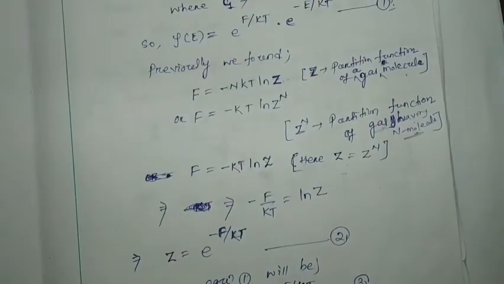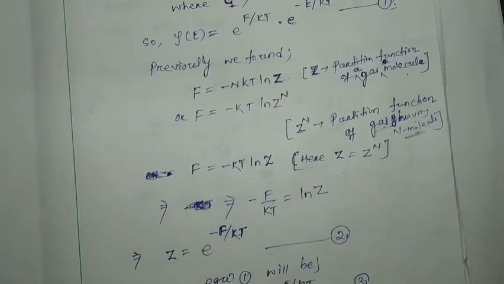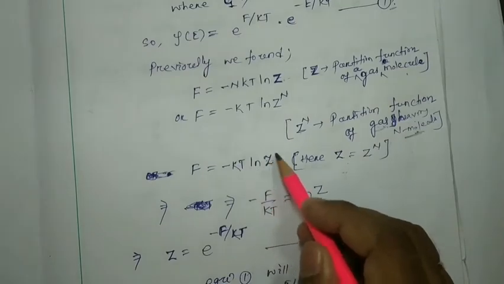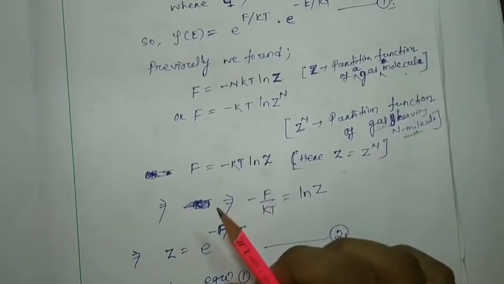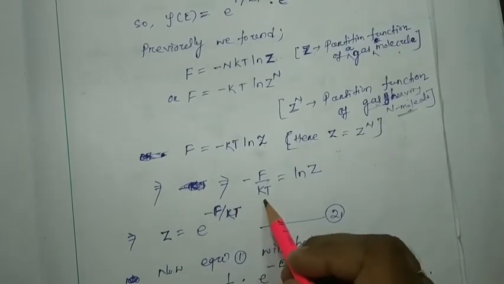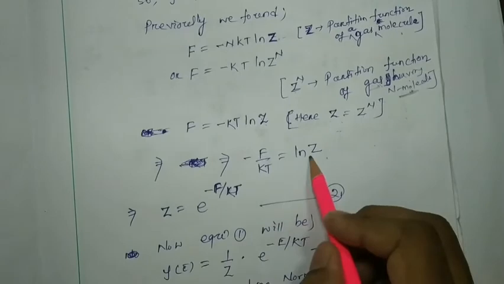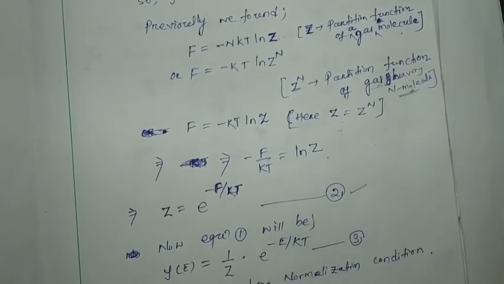Okay, so now we found f equal to minus kT ln z. Here z means z to the power N. That implies minus f by kT will be equal to ln z. Then z will be equal to e to the power minus f by kT. Let it be your equation number 2.